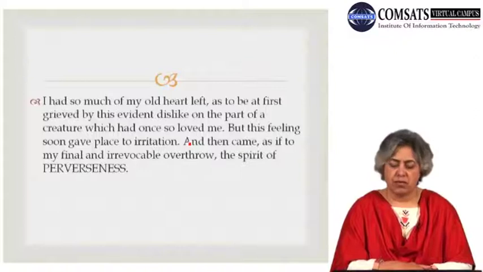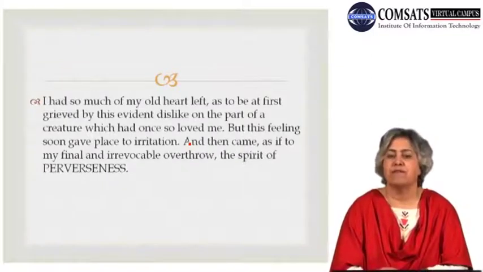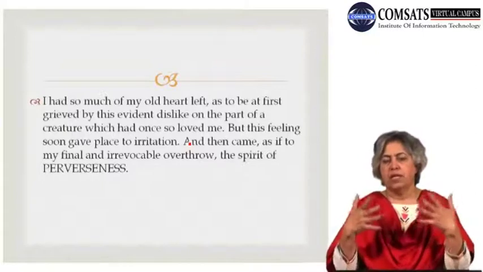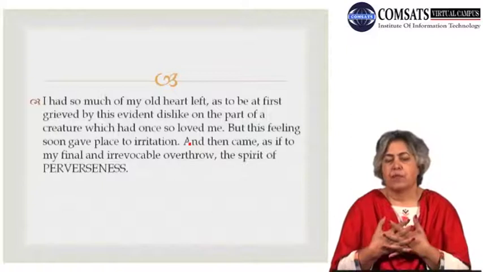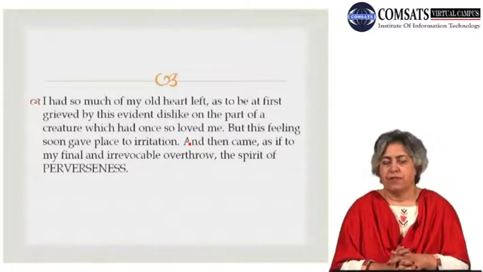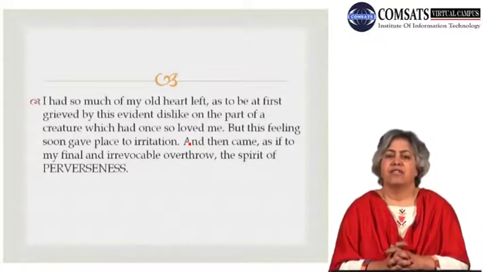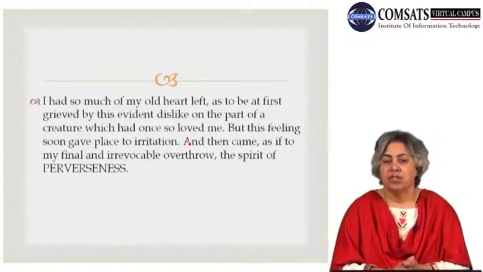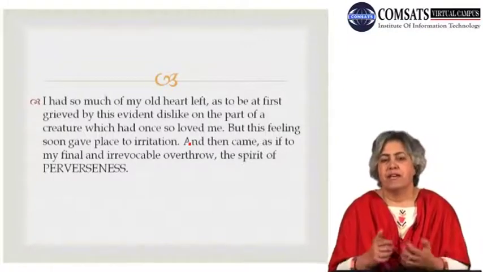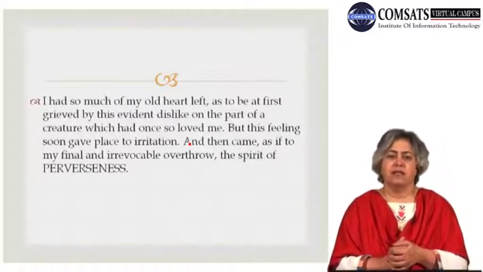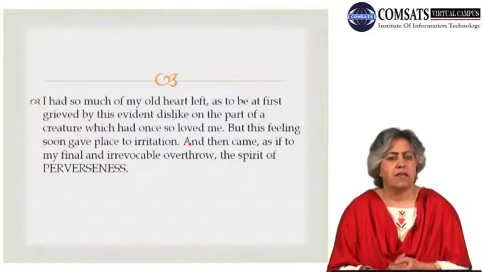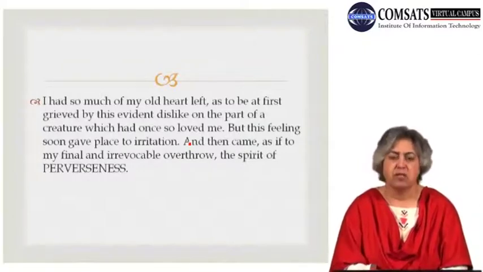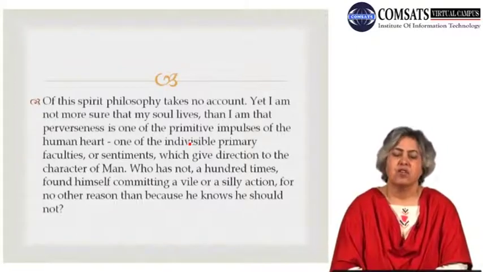But this feeling soon gave place to irritation, and then came, as if to my final and irrevocable throe, the spirit of perverseness." So when the cat recovers, it avoids the narrator. In the beginning, the narrator feels sad that this cat, which had loved him so much, is now avoiding his presence. And then he starts to get irritated. And then he gets angry, and then he says, "How dare this cat avoid me? How dare this cat ignore my presence?" So as he says, the spirit of perverseness overtook him.